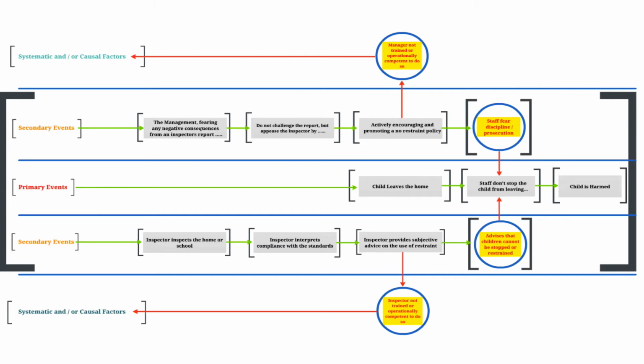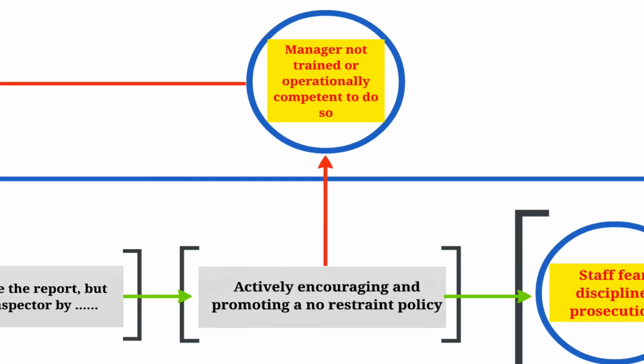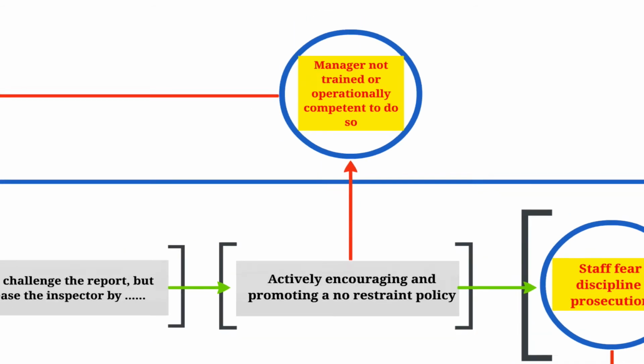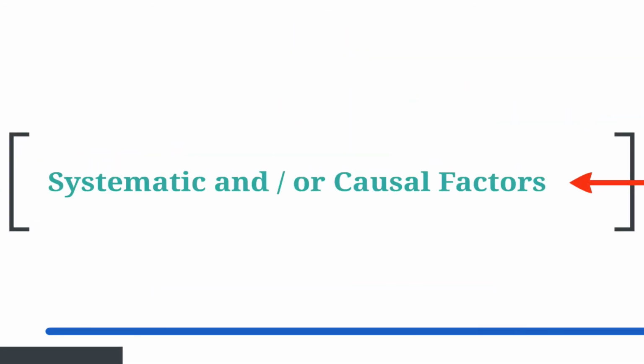Now, if we look at this more closely, we can see here that the manager was not trained or operationally competent to actually advise on the use of force for restraint purposes. When we looked into this situation, the manager, in a past event that we dealt with, had actually had no training on the use of force and had no training in restraint. And this, therefore, is seen as a systematic and or causal factor in the child being harmed.